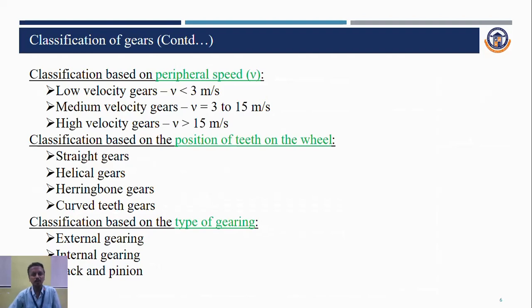Classification based on the position of teeth on the wheel. First one will be straight gear, second one will be helical gear, third one will be herringbone gear, fourth one will be curved teeth gears. Next one will be classification based on the type of gearing. Rack and pinion gear comes under the type of gearing.